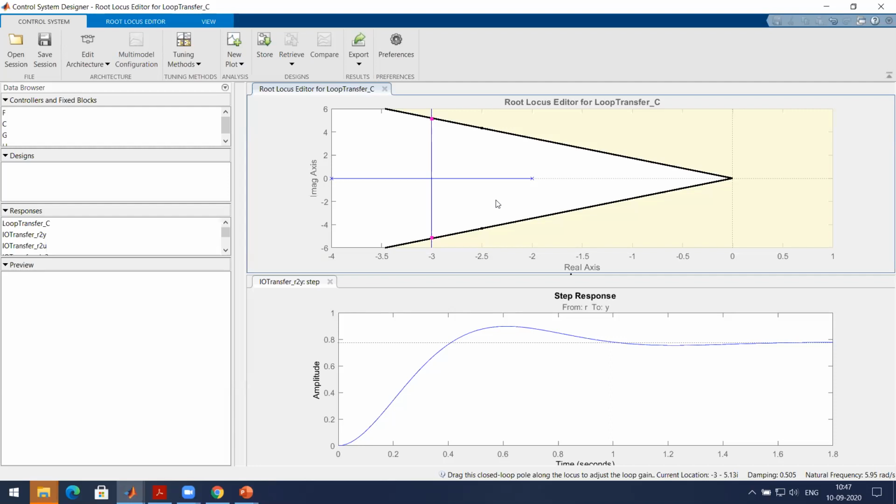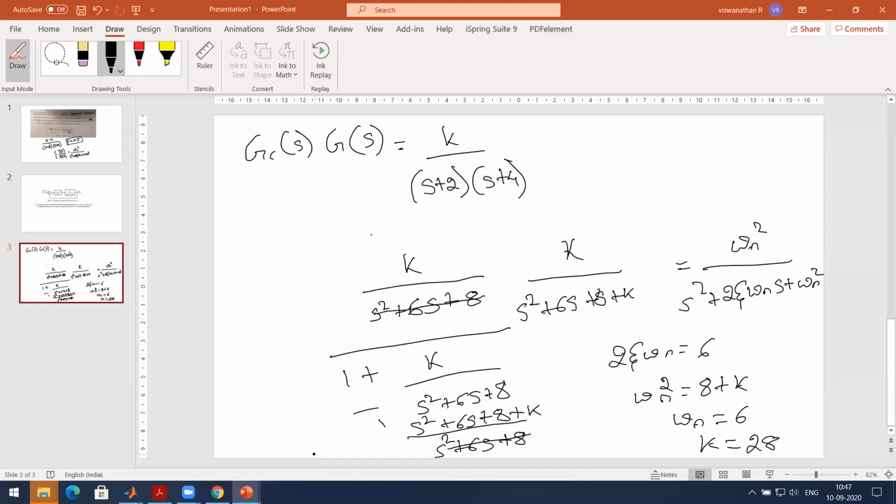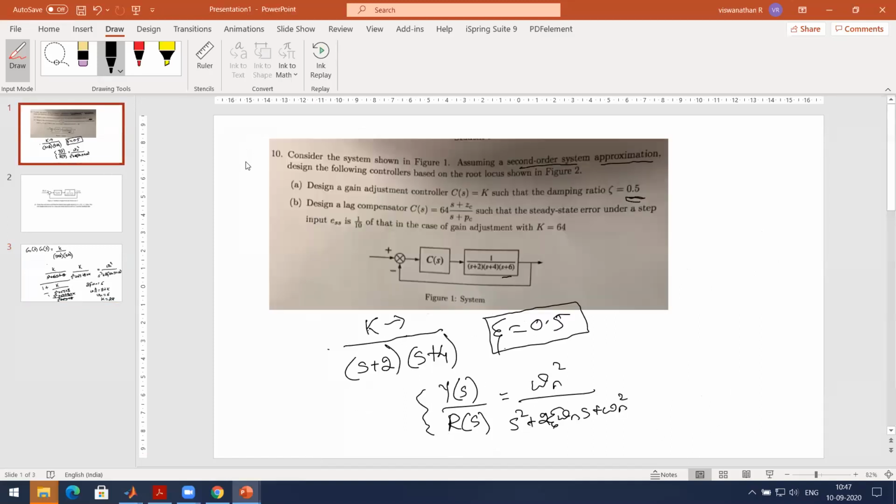Any questions? No, sir, no questions. Are you able to understand this? Why did you take the closed loop transfer function here? Because this was a closed loop system.